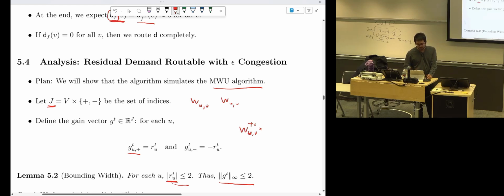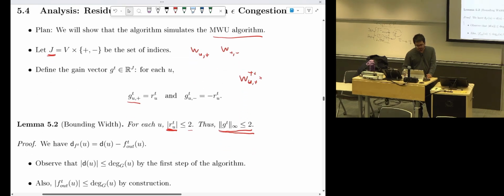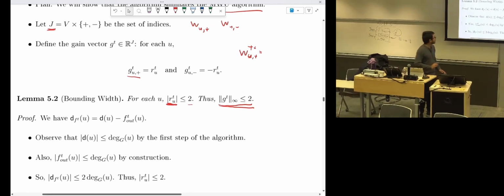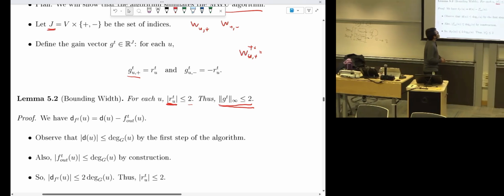If this is true, the absolute value of r_u at time t is at most 2. So it means that this is at most 2. So why is that? Well, okay.